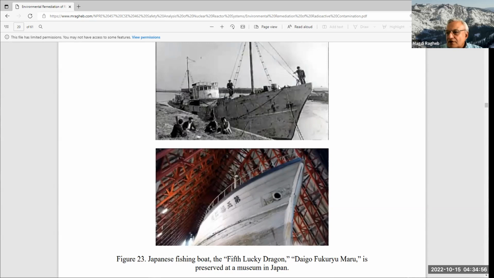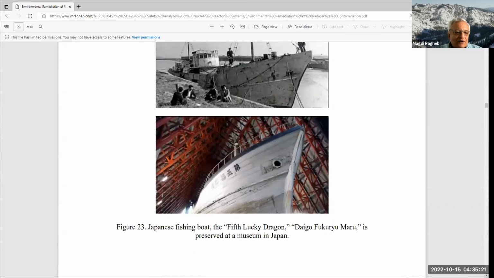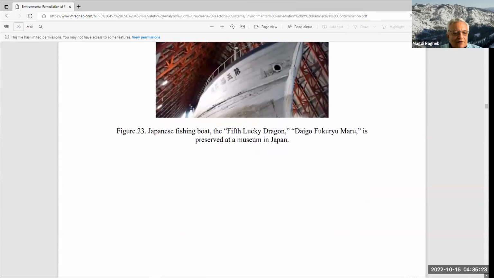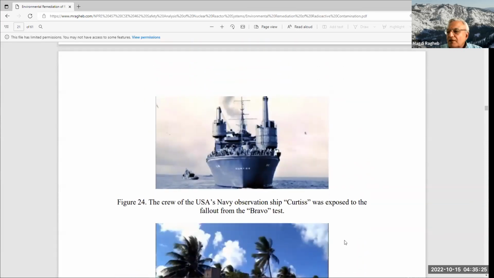So one person died in that case, unfortunately. The tuna was taken to the markets in Japan, and then when they realized that it had been contaminated by the fallout, it was taken out of the market. But that Fukuryu Maru ship is now in a museum, preserved as some kind of remembrance of the event that happened in that case.